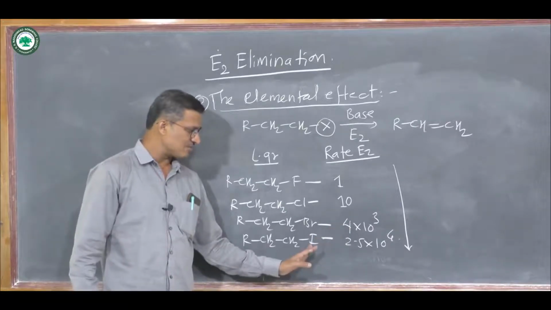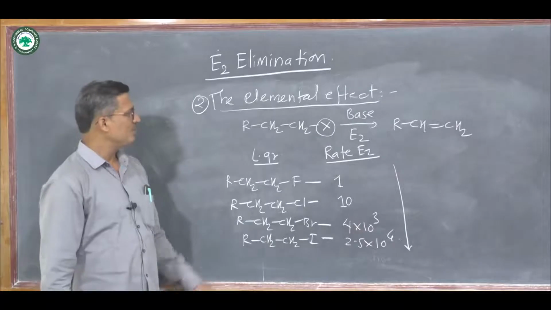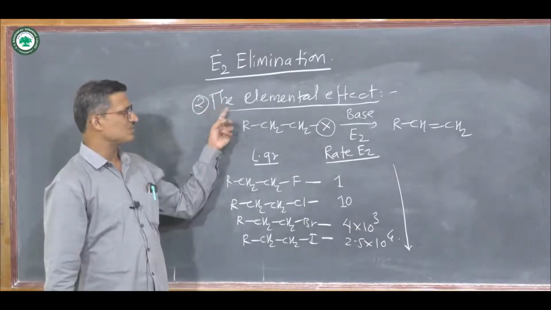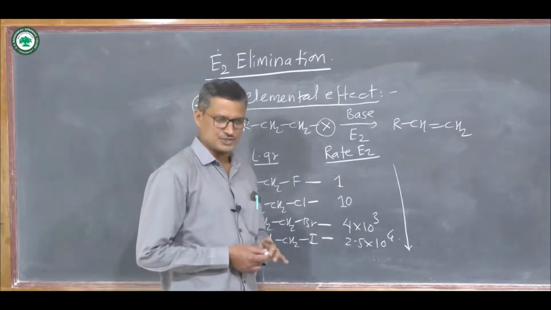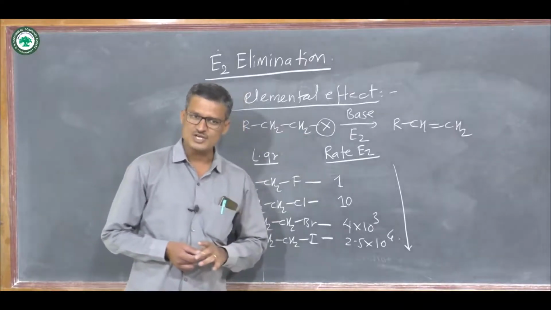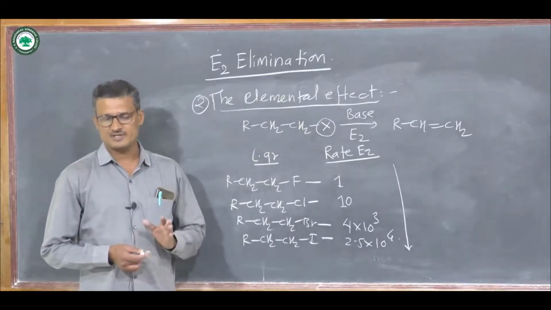And iodine is a good leaving group, so that's why its rate is again more, 2.5 into 10 raised to 4. It means this E2 elimination shows the elemental effect. We change the leaving group, then the rate of reaction is changed. And why is the rate of reaction changed? Because the bond between the alpha carbon and leaving group is broken in a slow step.